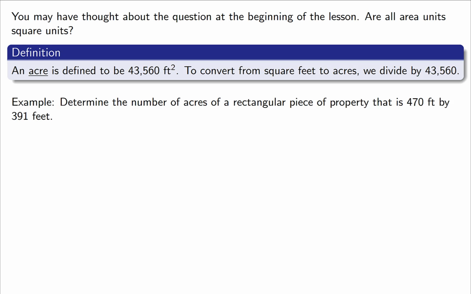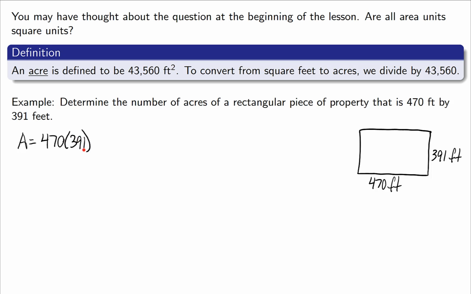Let's figure out the number of acres of a rectangular piece of property and the sizes of this thing. It's a rectangular piece of property. We've got 470 feet by 391 feet. If we're going to find the number of acres, what we should do first is just find the area in square feet, and then we'll make a conversion. The area of this figure would be 470 times 391, and I get 183,770 square feet. Again, we're not really interested in giving a square foot answer. We're asked to give the number of acres.